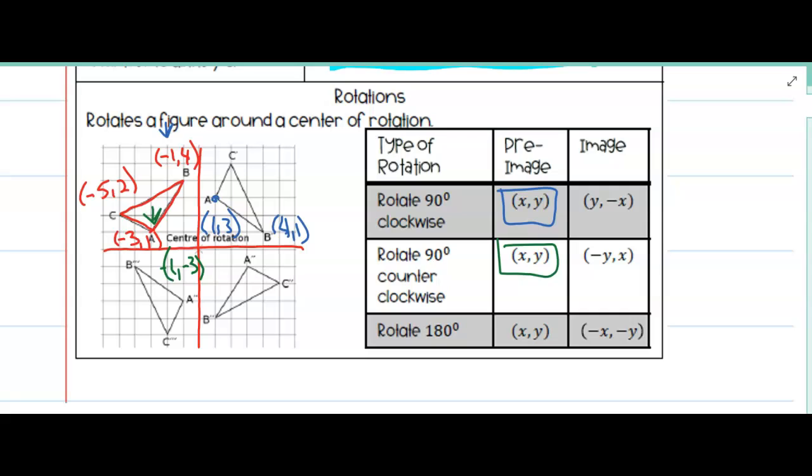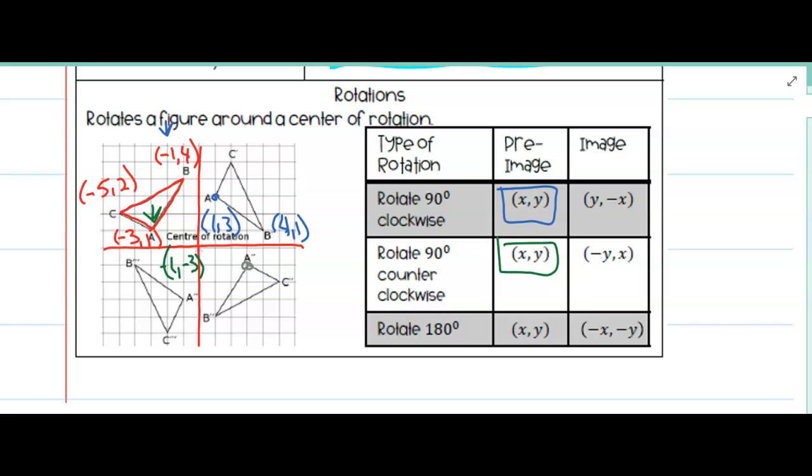And then the last one, if you do a 180-degree rotation. Okay, so if we look at what this would look like, if you look at A and then this A over here, this is a 180-degree rotation, which if you notice, it's just a straight line. B to B prime, just a straight line. C to C prime, just a straight line.